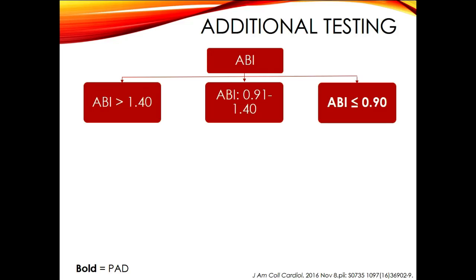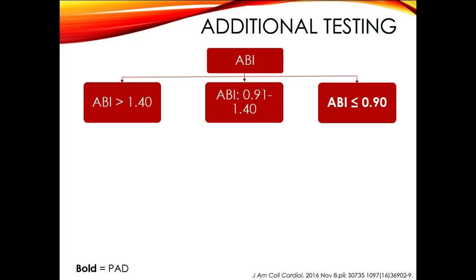Depending on the clinical presentation and the resting ABI values, additional physiologic testing studies may be indicated. If the ABI is greater than 1.40, this typically signifies the presence of arterial calcification, in which the vessel is so calcified that it cannot be compressed. In this case, the toe brachial index, or the TBI, is needed to help diagnose PAD, as the vessels in the toes are often spared from calcification.